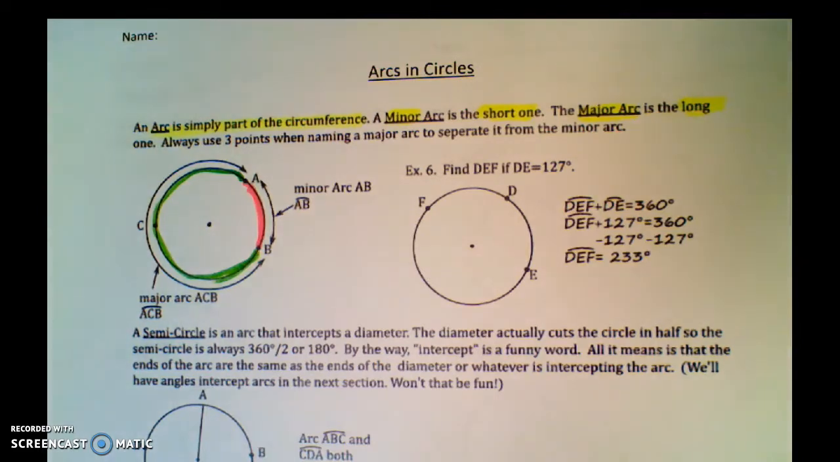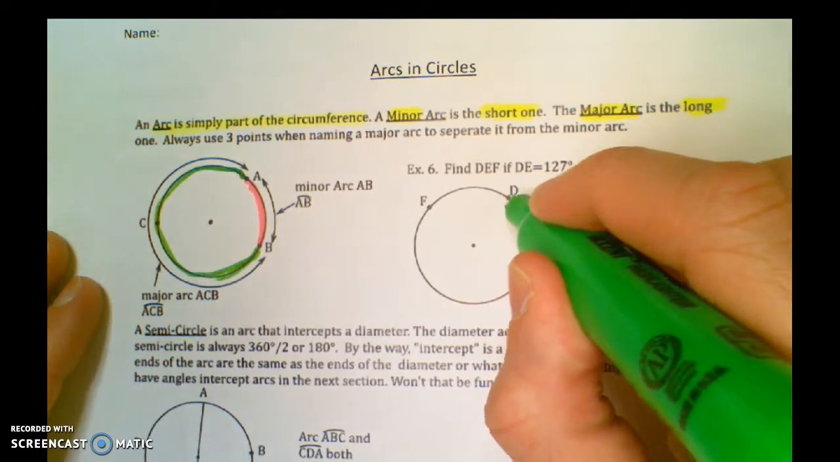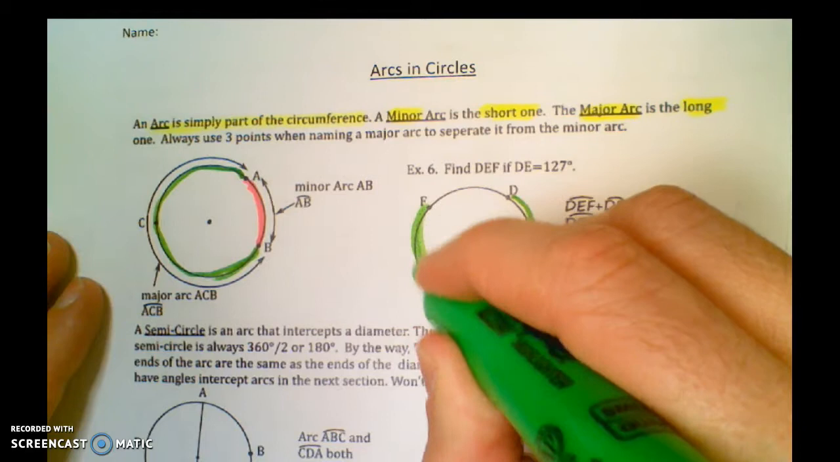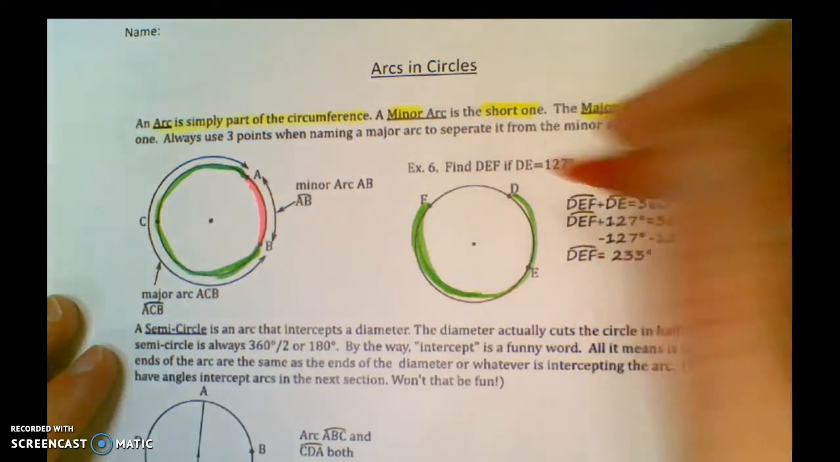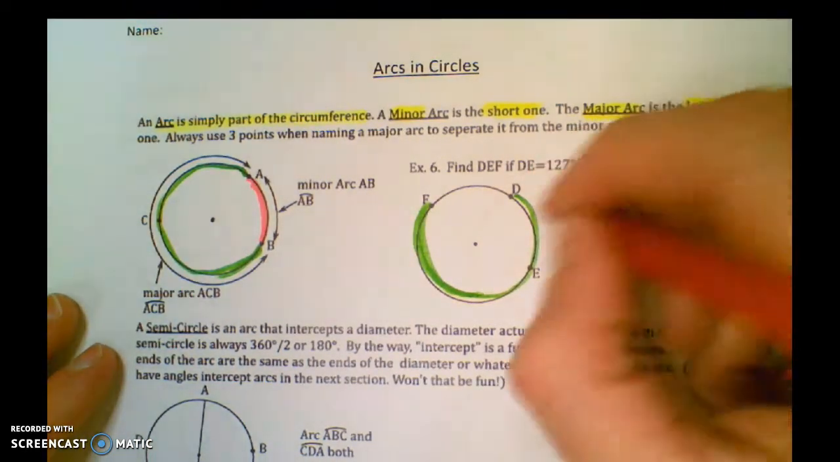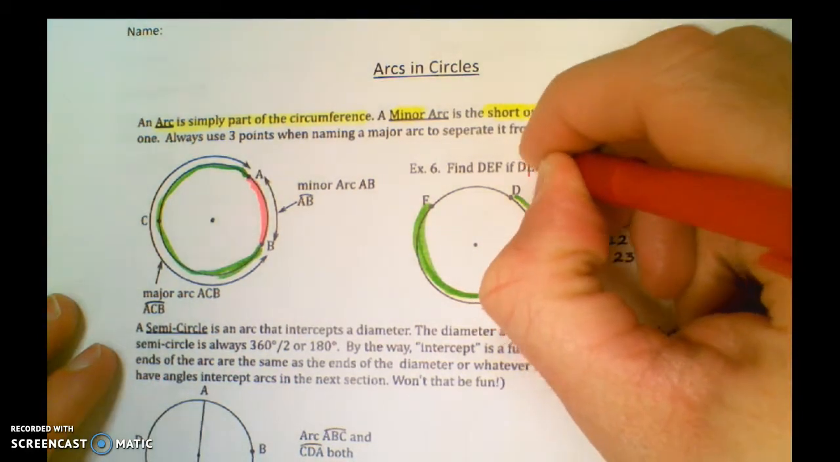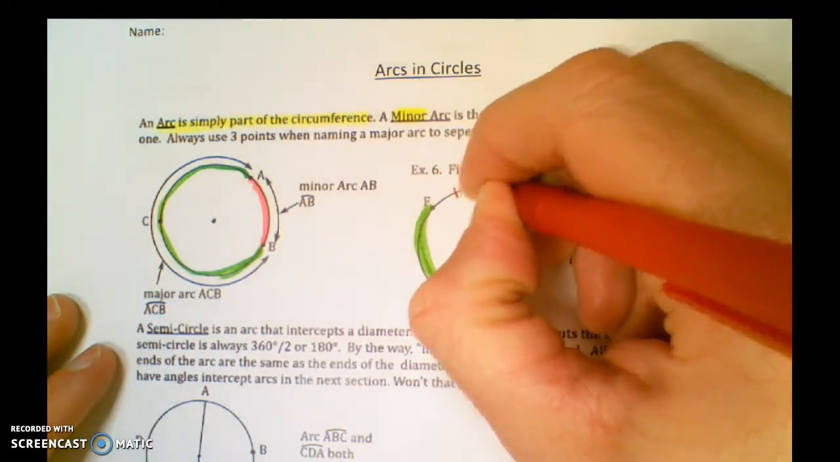So in this circle, let's take a look at what they show us. It says, example 6, find DEF if DE is equal to 127. So we're looking for D, E, and F. And they're saying that the arc from D to E is 127. That's actually a typo. That should be DF is 127. So this part here is 127 degrees.